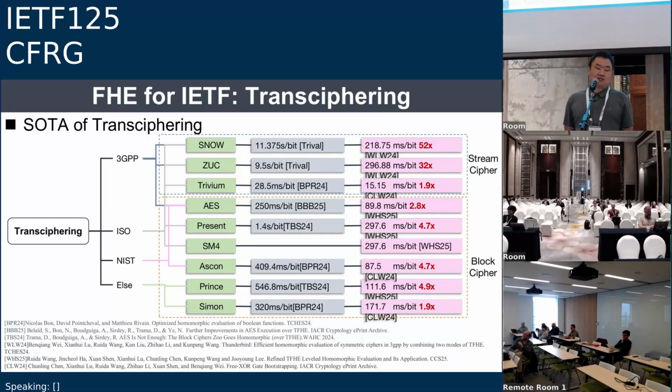And for most of the symmetric encryption used nowadays, for example, the 3GPP uses Snow and AES, and ISO, NIST, and other standards also have their symmetric standardizations. For most of the algorithms, we test their performance. Many of them take less than 100 milliseconds, and this can also be sped up by hardware.